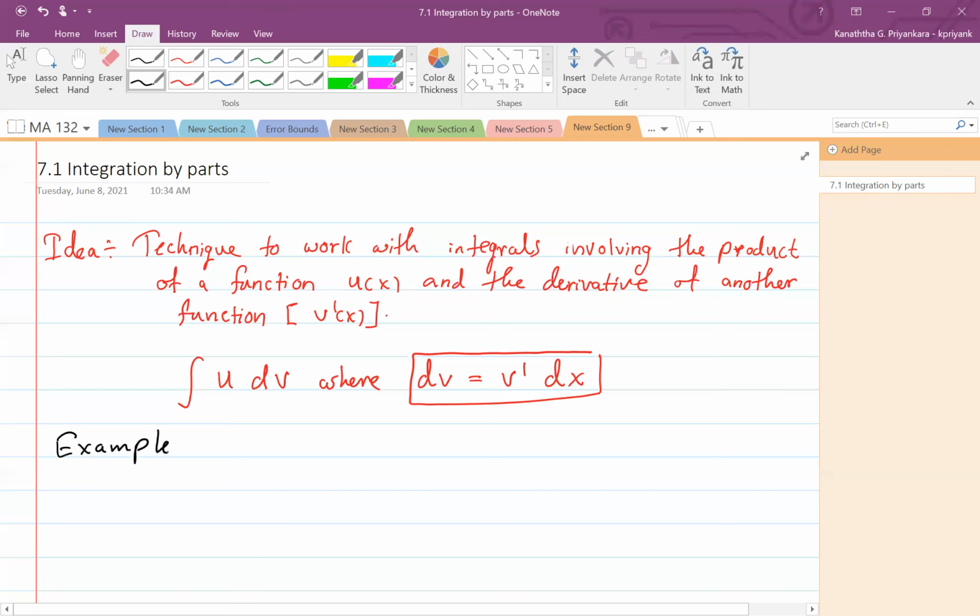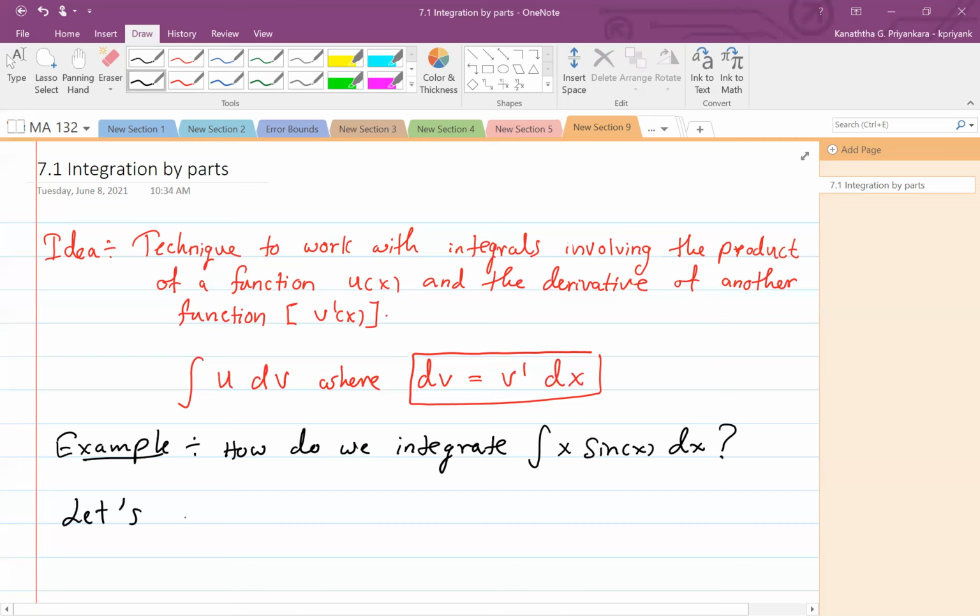Example: how do we integrate the integral of x sine x dx? So that is the question we have now. So what we are going to do, we will go back to calculus 1 and use the product rule, so that will be helpful.